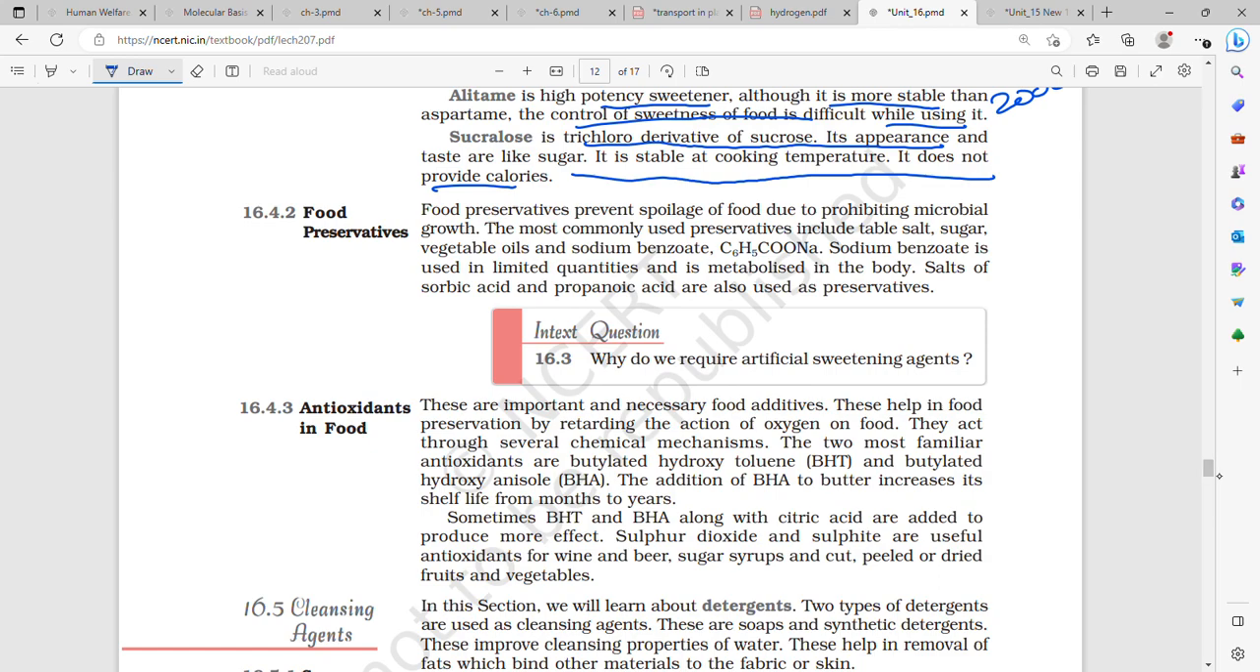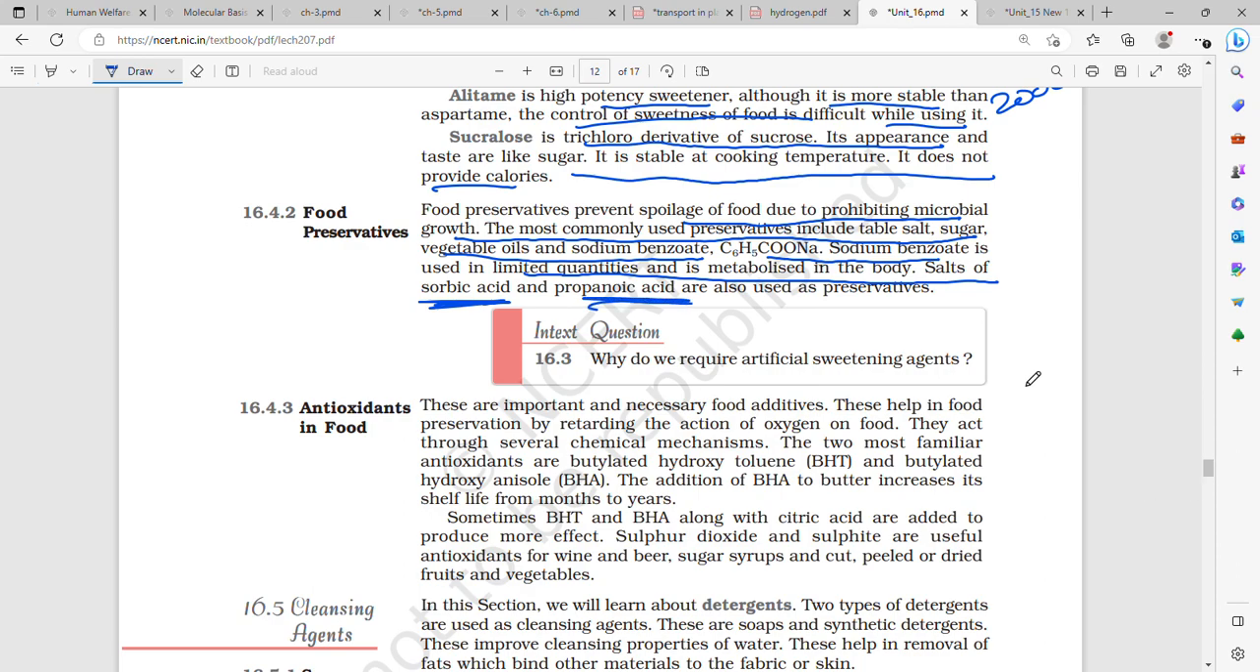Now, food preservatives prevent spoilage of food by prohibiting microbial growth. Most commonly used food preservatives include table salt, sugar, vegetable oil, and sodium benzoate, C6H5COONa. Sodium benzoate is used in limited quantities and is metabolized in the body. Salts of sorbic acid and propionic acid are also used as preservatives.